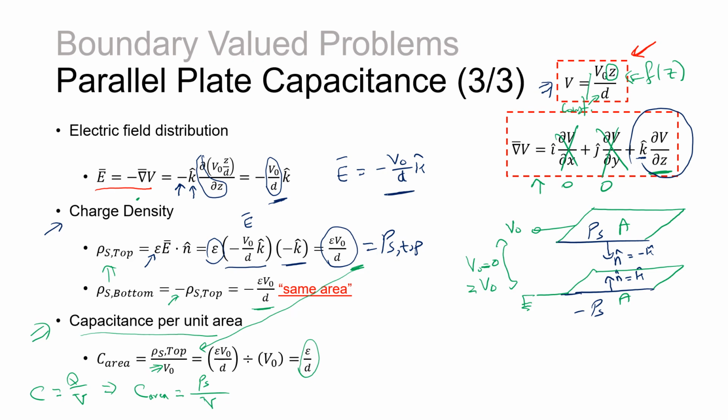And in the previous video, we proved that the parallel plate capacitance is equal to epsilon over d multiplied by A. So it is the same result, because this is capacitance per unit area and this one is the total capacitance. Thank you.